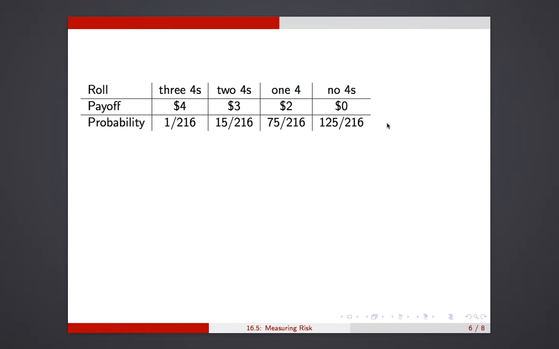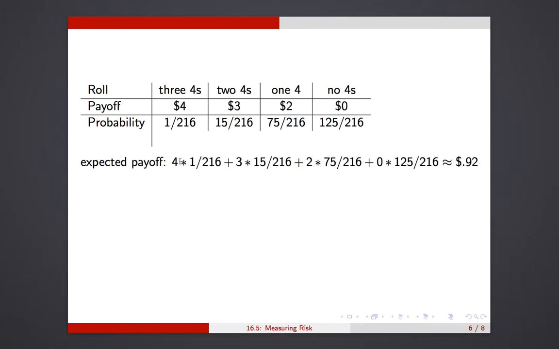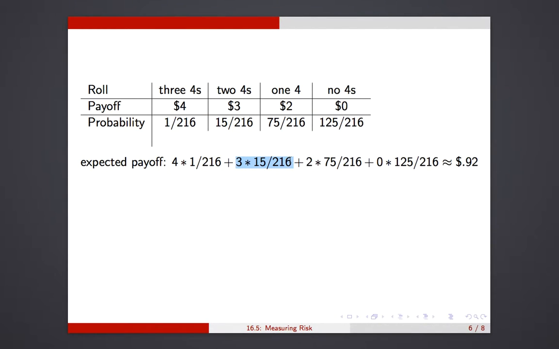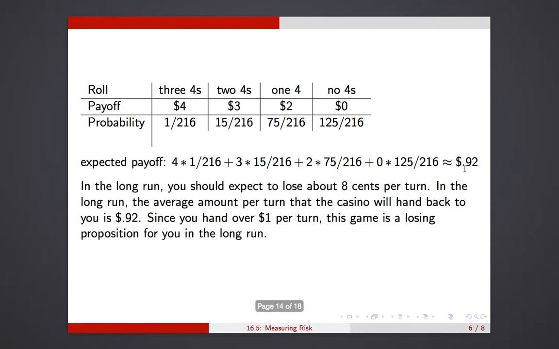Okay, once you have a table like this, just like in section 16.4, you can compute an expected value. And the way you do it is by just multiplying down and then adding. Multiply down, add, multiply down, add, multiply down. And if you do that, you get an expected payoff that looks like this. 4 times 1 over 216, right? Multiply down. Plus 3 times 15 over 216. Plus 2 times 75 over 216. Plus the 0 payoff times 125 over 216. And if you add all that up, you get approximately 92 cents as your expected payoff.